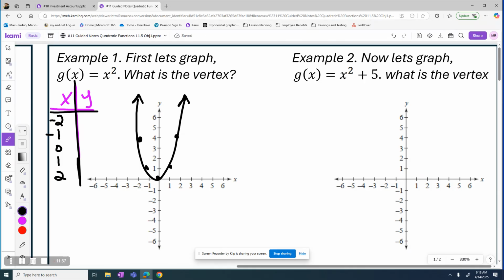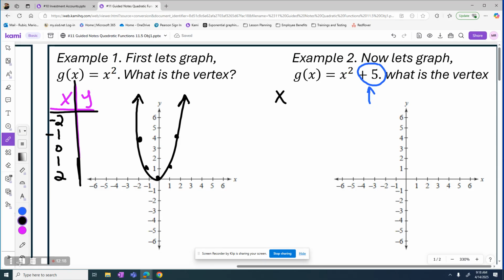So what's going to happen here? Let me use blue. This one's x squared, so we're going to have this as a start, but what's going to happen to the graph? Is it going to go up or down? It's going to go up. It's going to shift up because of this positive 5.